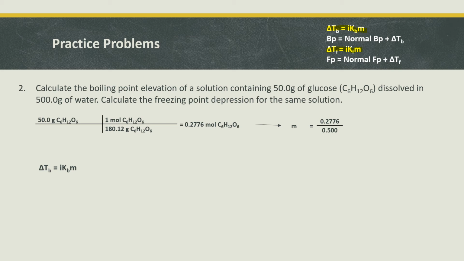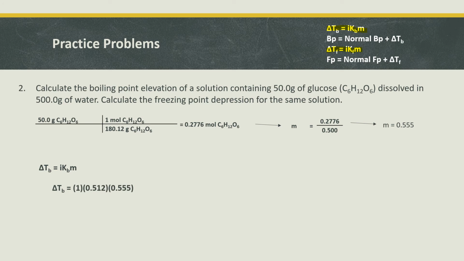Okay, so again, the 0.2776 comes from the moles of glucose. The 0.5 comes from the kilograms of water, so 500 divided by 1,000 gives you 0.5. Solve that out, and you should have gotten 0.55 molal. So this 0.55 is going to equal the lowercase m here. So now I have all my numbers, so I'm going to plug them in.